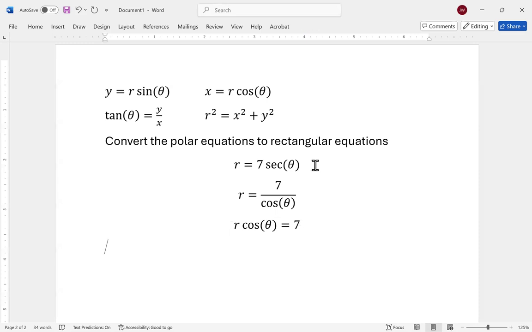Now I can do a substitution. R cosine theta can get replaced with x, and I'll just end up with the equation x equals 7. So that's the vertical line, x equals 7. And in polar form, the vertical line is r equals 7 times secant theta. So that's one technique. Convert into cosines and sines, multiplying both sides by cosine.